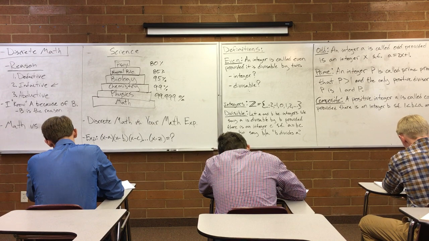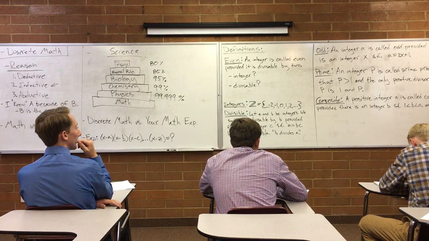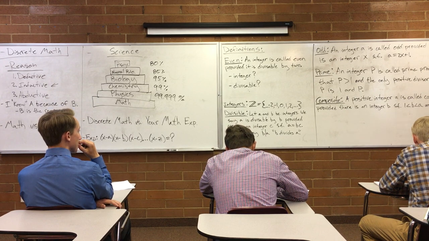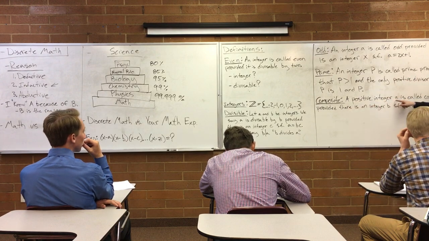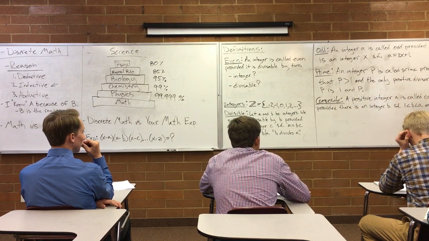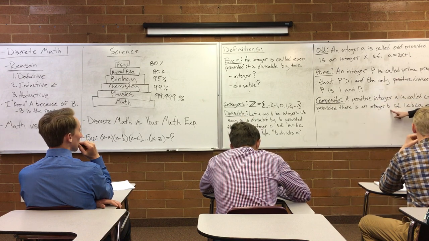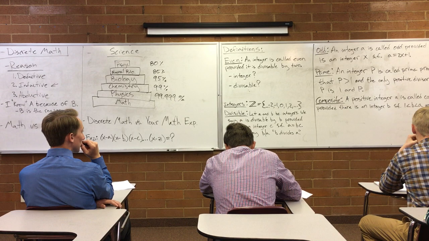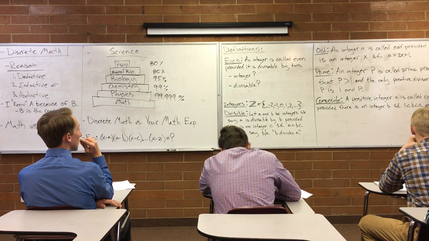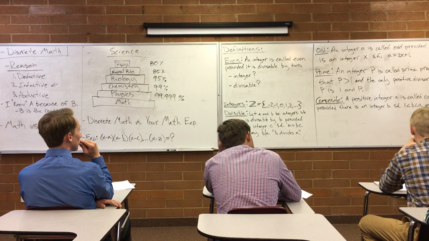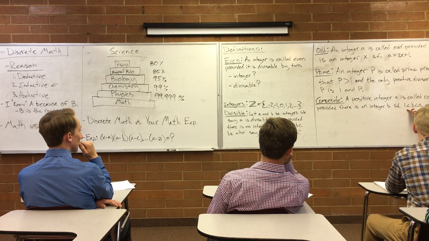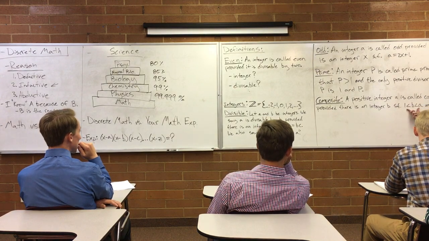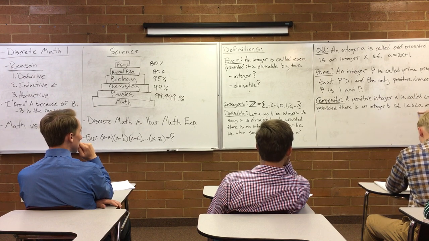So let's make sense of this real quick. Make sure you understand the definition. You have intuition for what a composite number is, right? 6 is a composite number, 10 is a composite number. A positive integer A is called composite provided there is an integer B between 1 and A such that B divides A. How do I know 10 is composite? Because it's divisible by 2 and by 5. 2 is an integer between 1 and 10 that 10 is divisible by. 5 is an integer between 1 and 10 that 10 is divisible by. Does that make sense?